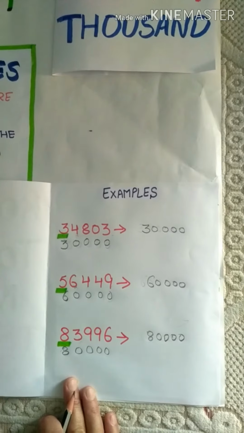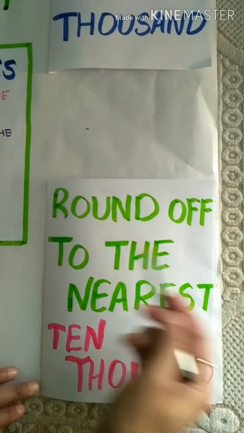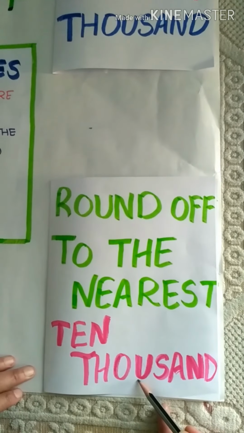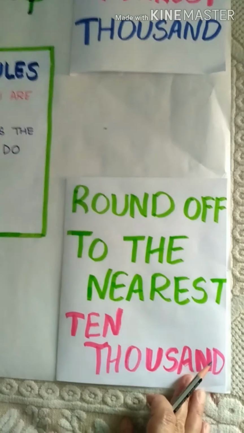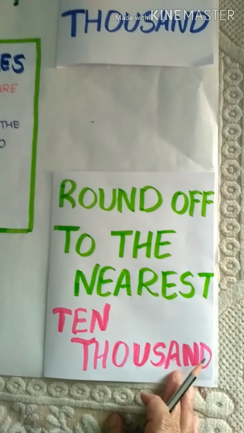So students, this is all about the rounding of nearest 10,000. I hope all of you understand this. Thank you.